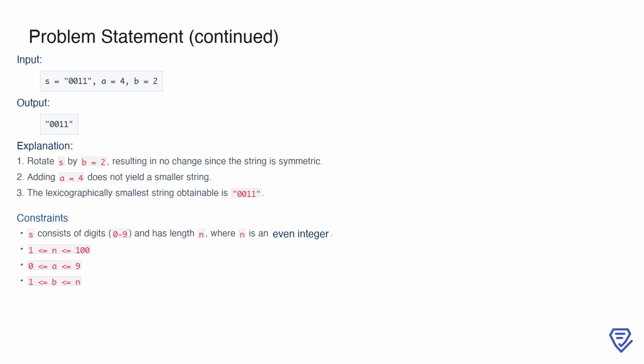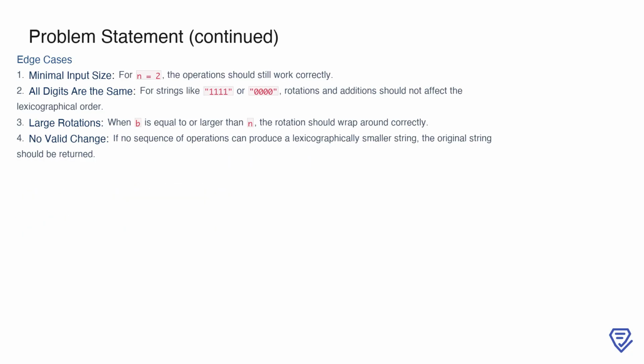Now, let's consider the constraints and edge cases. There are several edge cases to keep in mind while solving this problem. First, for the minimal input size, when n equals 2, the operation should still work correctly, ensuring that both rotation and addition produce valid results. Second, if all digits in the string are identical, such as 1111 or 0000, neither rotation nor addition will affect the lexicographical order, so the original string will be returned.